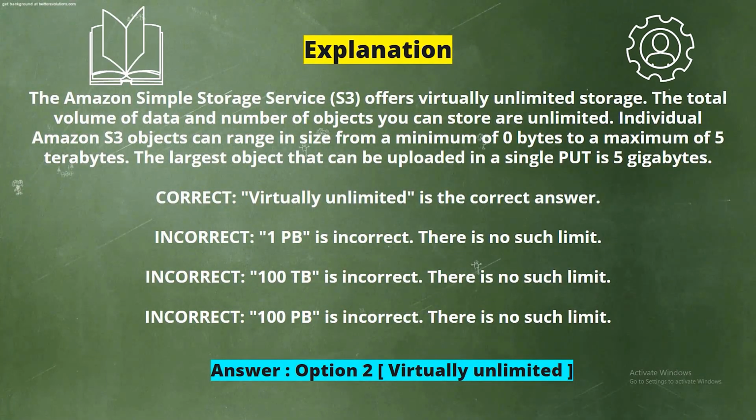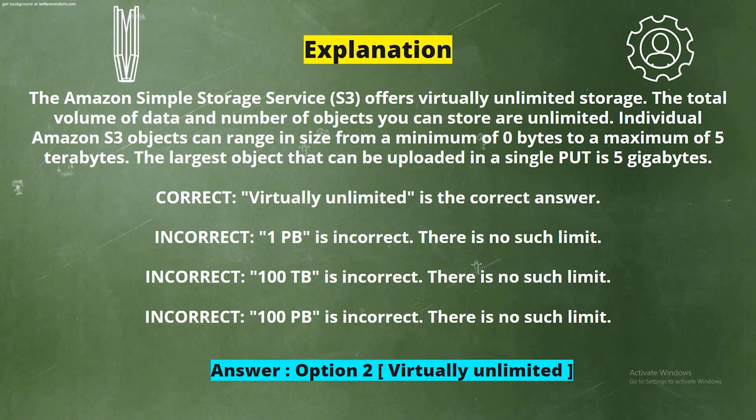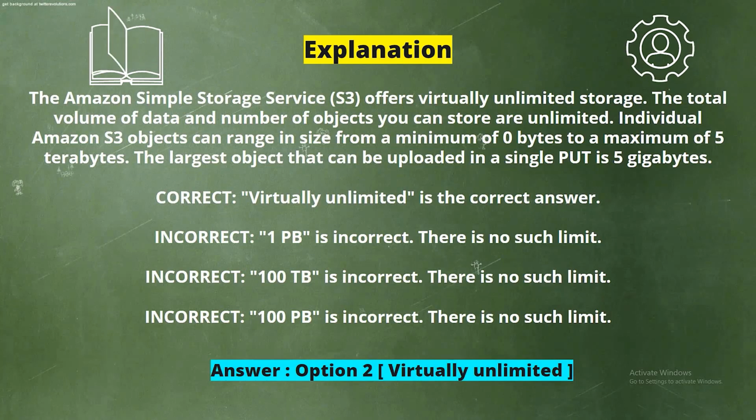Explanation. The Amazon Simple Storage Service, S3, offers virtually unlimited storage. The total volume of data and number of objects you can store are unlimited. Individual Amazon S3 objects can range in size from a minimum of 0 bytes to a maximum of 5 terabytes. The largest object that can be uploaded in a single put is 5 gigabytes. Correct. Virtually unlimited is the correct answer.